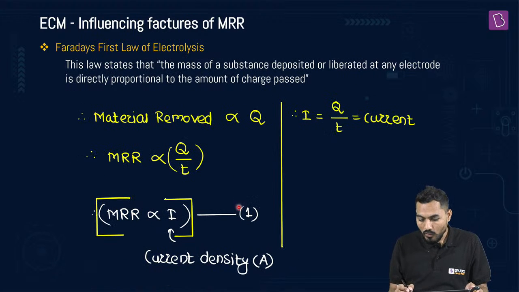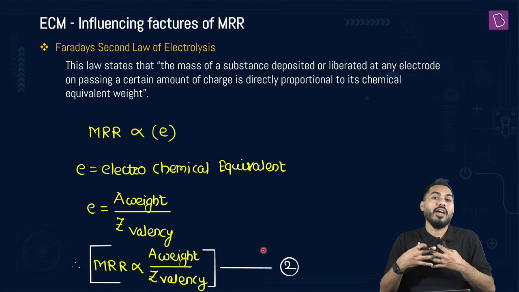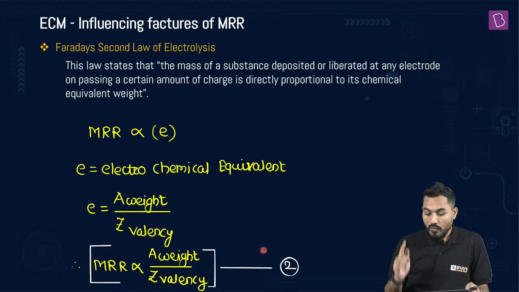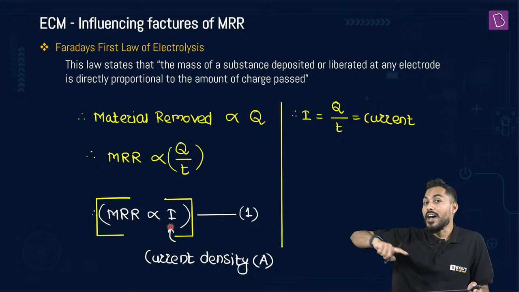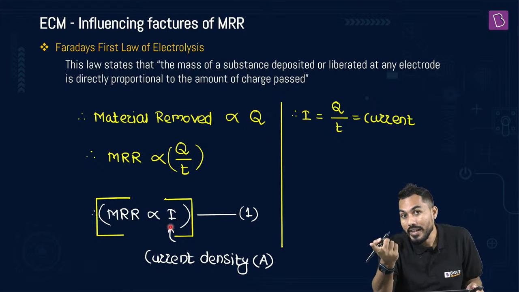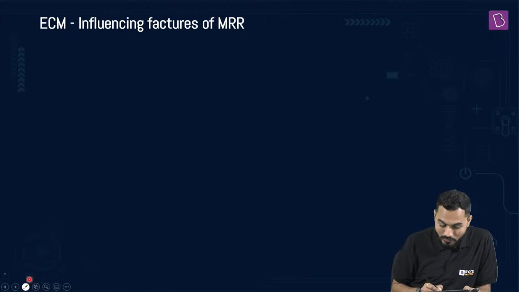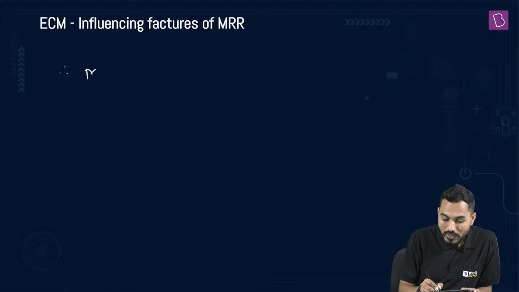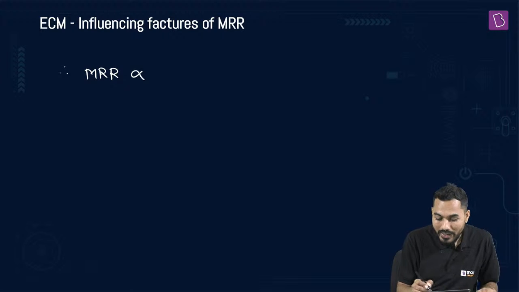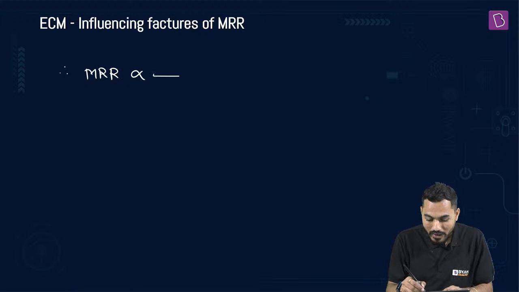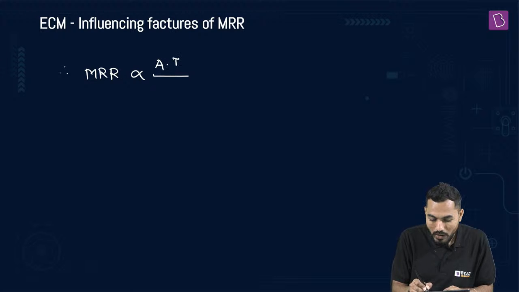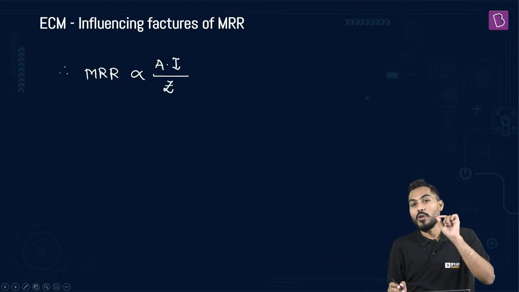Now you club both the formulas, Formula 1 and Formula 2, together, and here the numerical comes into the picture. Formula 1: metal removal rate is directly proportional to the charge carried per second, that is current I, and it is directly proportional to electrochemical equivalent, that is A by Z. Excellently correct. If I combine both these things, material removal rate is directly proportional to A into I divided by Z.